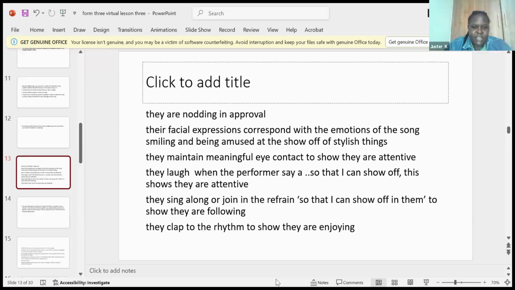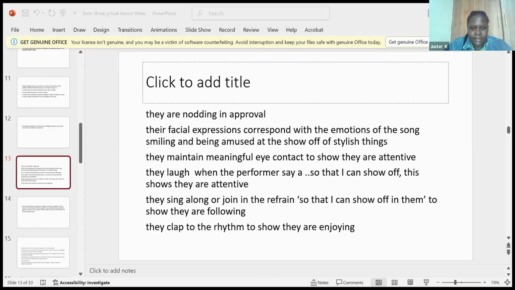Yes, and the answer that you have just given us, if they are sitting upright and slightly leaning forward. That one, of course, to show, yes, they are alert. And they are following keenly. Thank you, Victor. We can move on to the next question. I think Alan has a question.